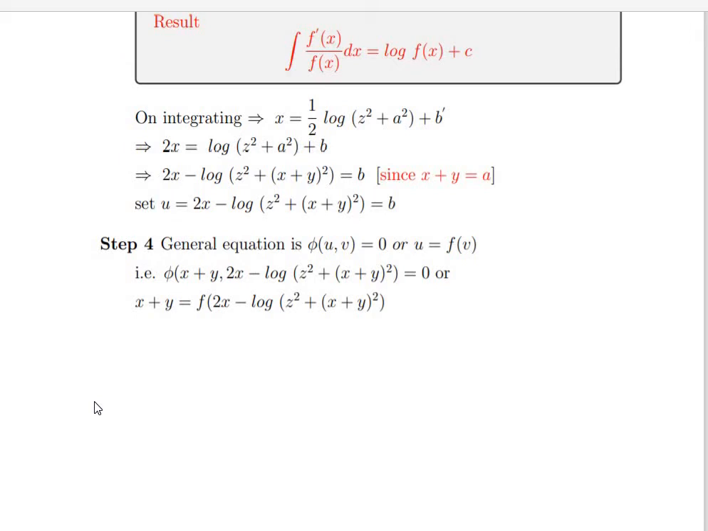So we will set v as v is equal to 2x minus log of z square plus x plus y the whole square equal to b. So our complete solution or the general solution will become phi of x plus y comma 2x minus log of z square plus x plus y the whole square equal to 0, which can also be written as x plus y equal to a function of 2x minus log of z square plus x plus y the whole square.